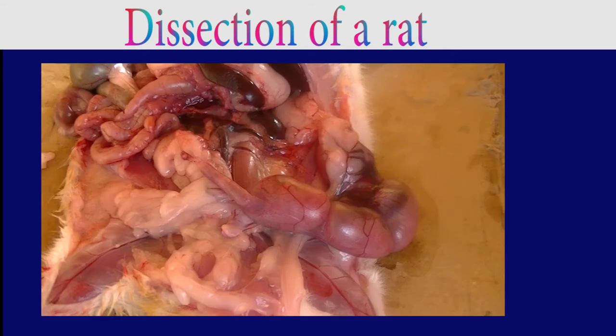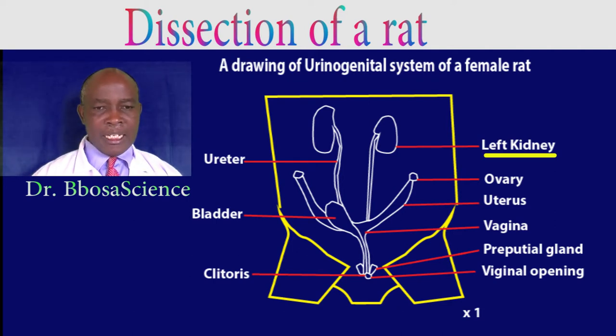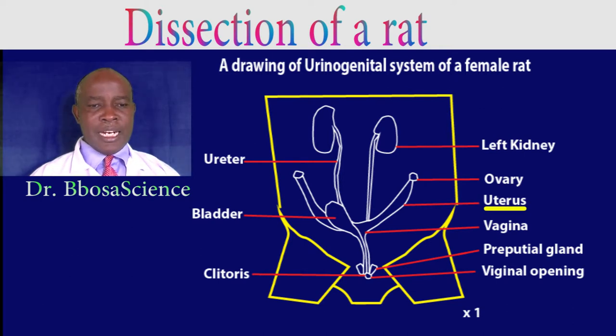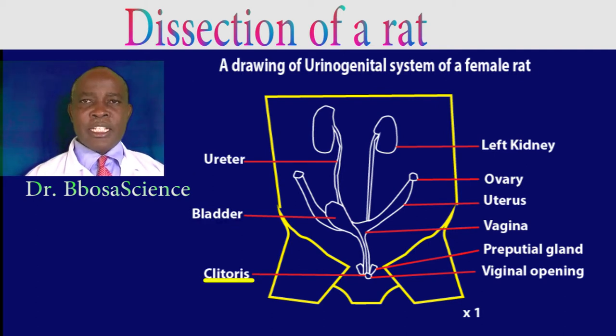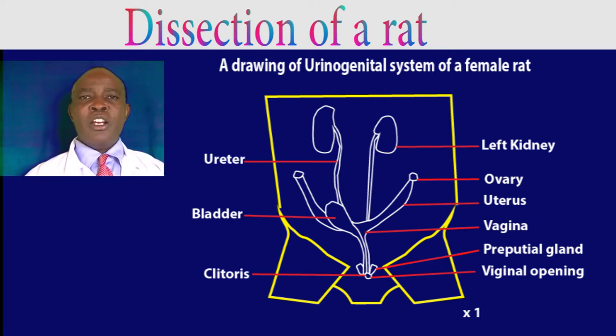Female urogenital system includes kidney, urinary bladder, ovary, oviduct or fallopian tube, uterus, and vagina. A drawing of the urogenital system of a female rat. We label kidney, ovary, uterus, vagina, preputial gland, ureter, bladder, clitoris, and vaginal opening. Then we put a magnification. Make sure your diagram has got a complete outline and is neat.